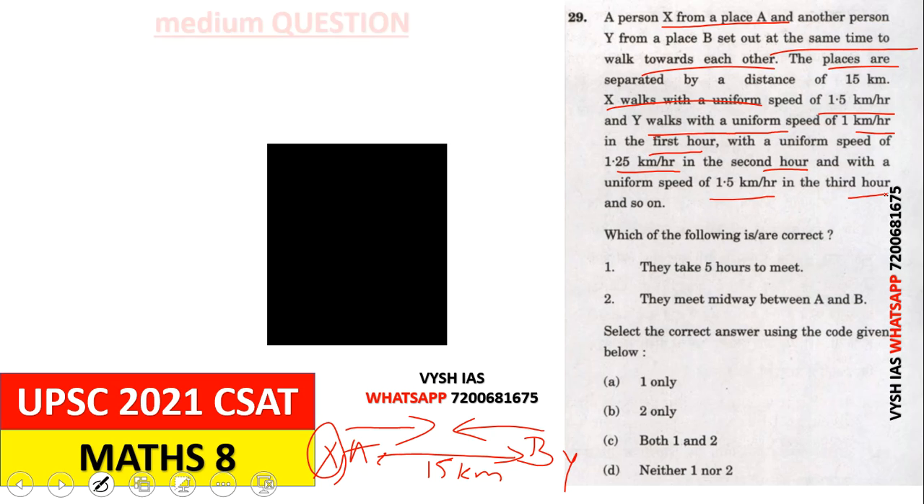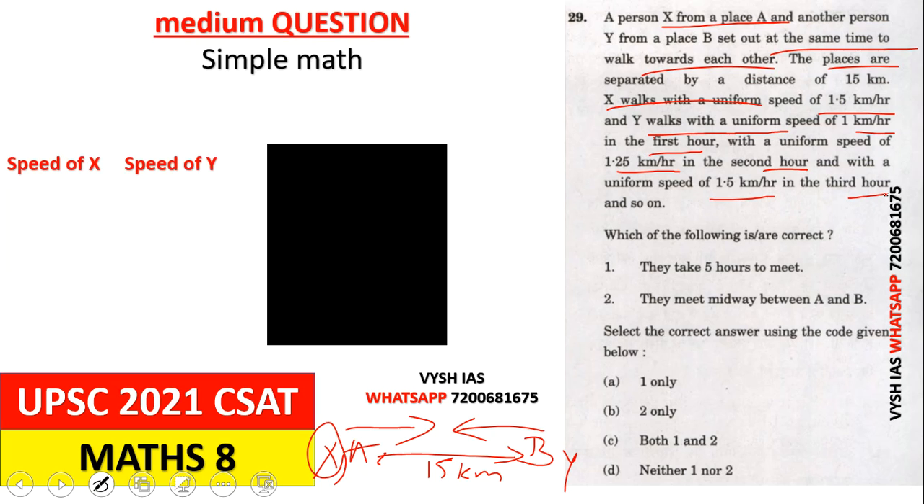Meaning each thing, I'll list it down here. Okay. Speed of X and Y. First hour, okay, meaning suppose you start at 9 o'clock. By 10 o'clock, in 1 hour he would have covered 1.5. But Y will cover only 1 kilometer in the first hour. In the second hour, X has uniform speed 1.5, but Y will do 1.25. In the third hour, X again has uniform speed 1.5.